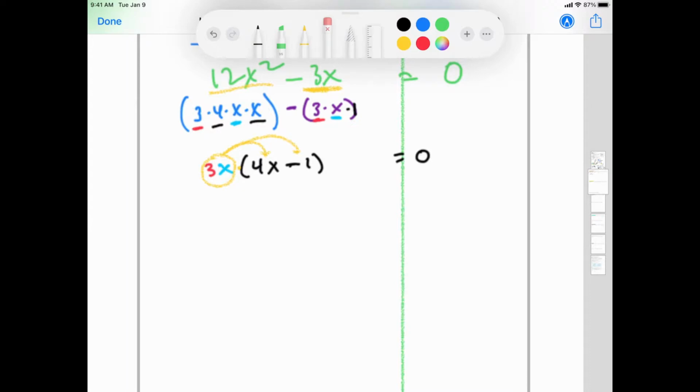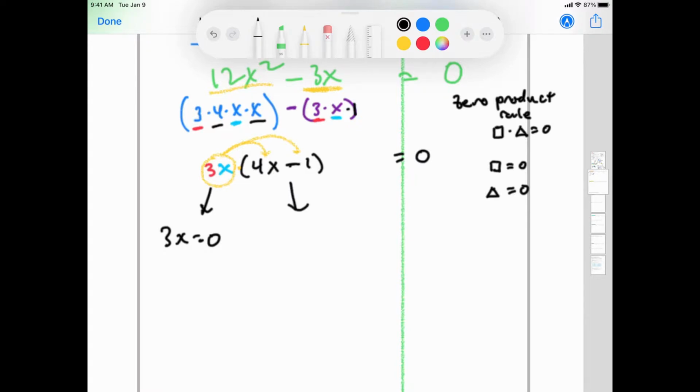Okay, so if I said that a square times a triangle equals 0, that says that basically the square has to be equal to 0 or the triangle has to be equal to 0. I call this the 0 product rule. Product means multiply to be 0. So you're going to set this one equal to 0 and this one equal to 0.